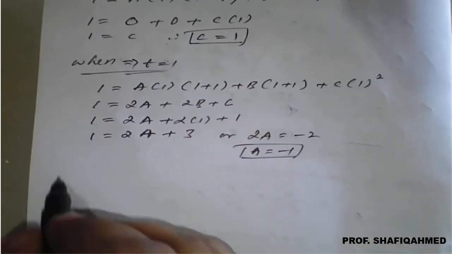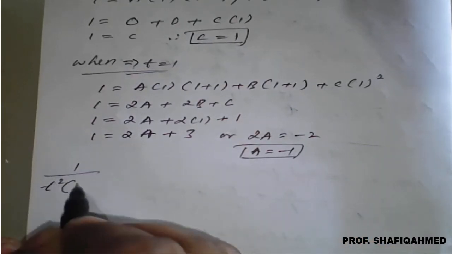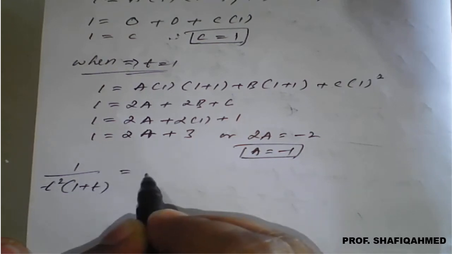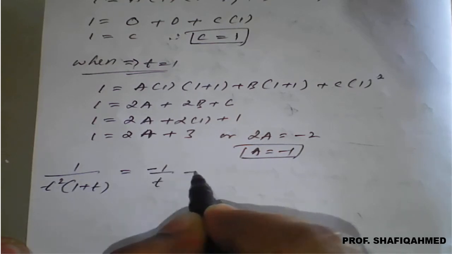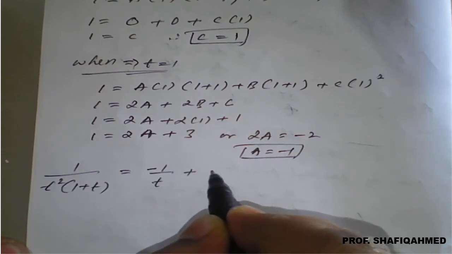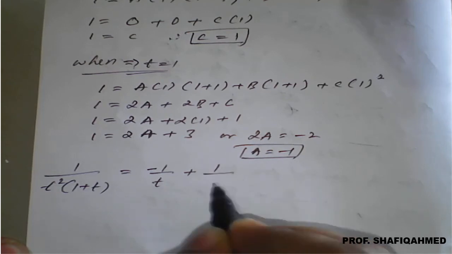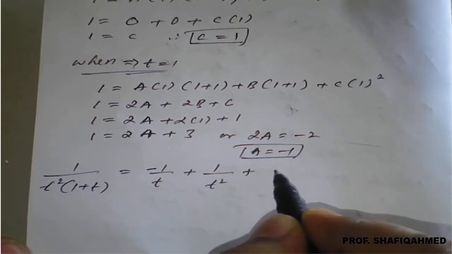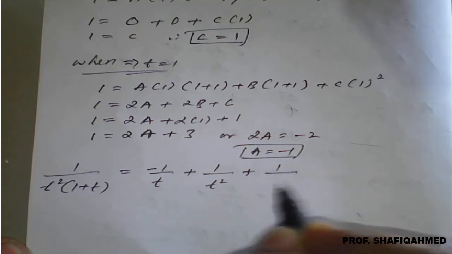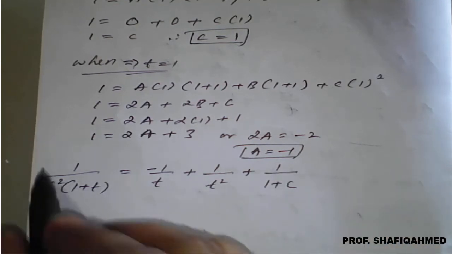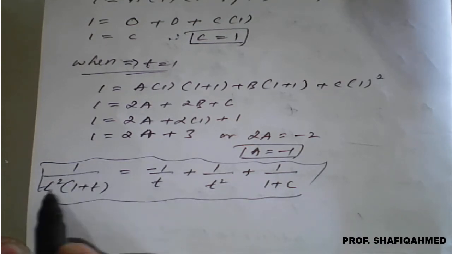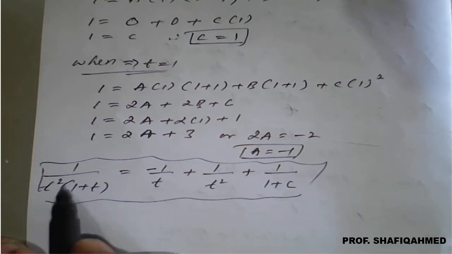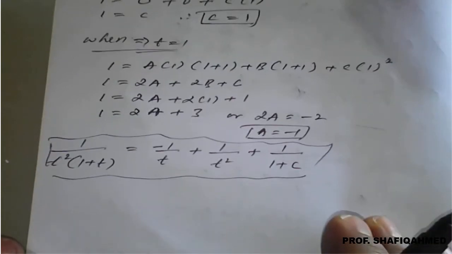So therefore your partial fraction will become 1 upon t square into 1 plus t will become a upon t, a is minus 1 upon t, plus b upon t square, b value is 1 upon t square, plus c upon 1 plus t, that is 1 upon 1 plus t. So we got this partial fraction. So this is nothing but the simplification of 1 upon t square into 1 plus t. So go back to the integral.